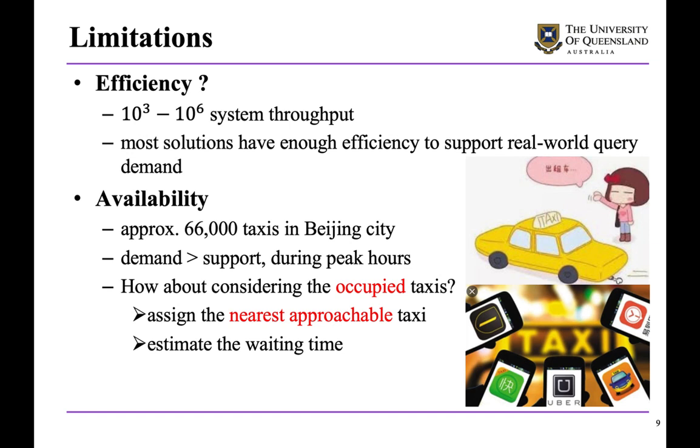But what about considering the occupied taxis? Some of the occupied taxis might arrive at their destination soon, and if the destinations happen to be close to some query location, then these objects should be considered as candidate objects to serve the corresponding request. Alternatively, we can also estimate the possible waiting time for the next available taxis by calculating the nearest approachable taxis. Let me explain the details more concretely.